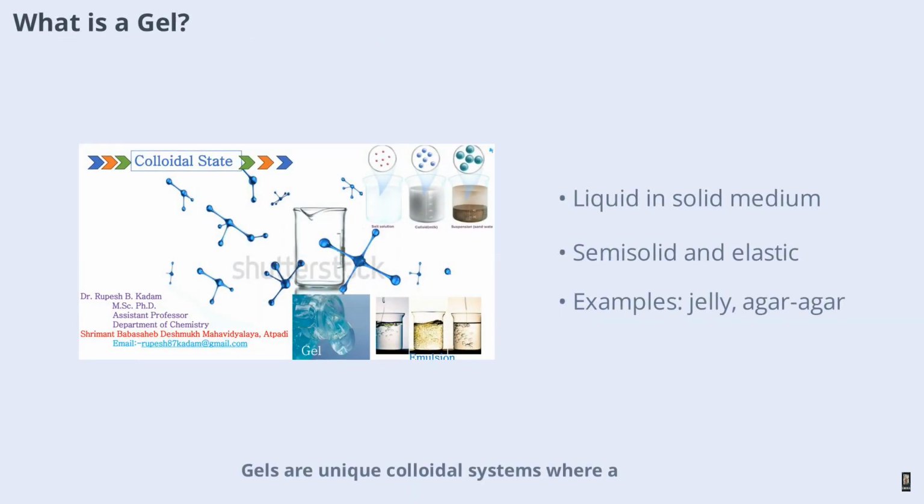Gels are unique colloidal systems where a liquid is dispersed within a solid medium. The process of forming a gel is called gelation. Imagine fruit jelly or agar-agar. These are classic examples of gels. In these, the liquid forms the discontinuous or dispersed phase while the solid acts as the continuous or dispersion medium. Gels are semi-solid and elastic, making them distinct from other colloidal systems. Their structure allows them to hold shape while still containing a significant amount of liquid.